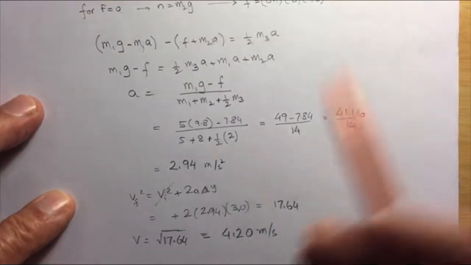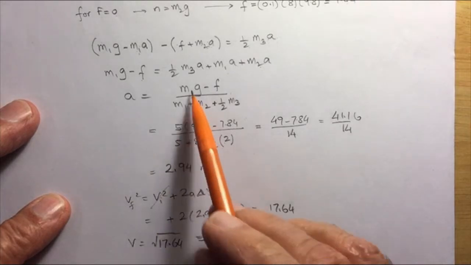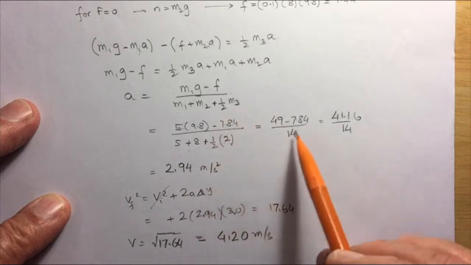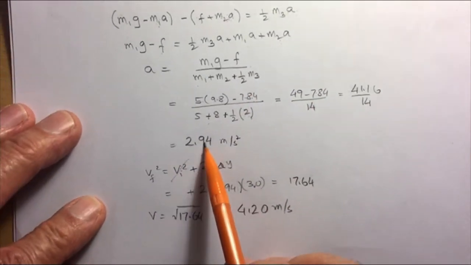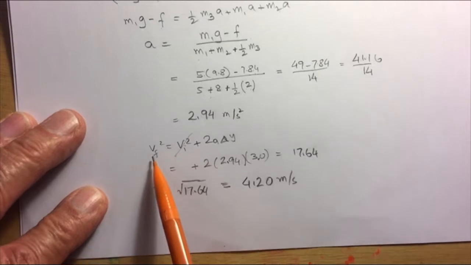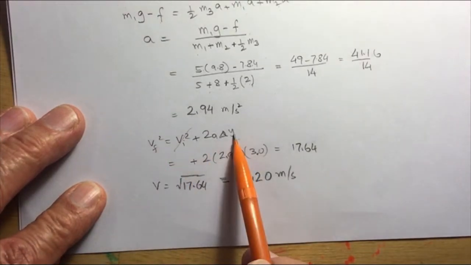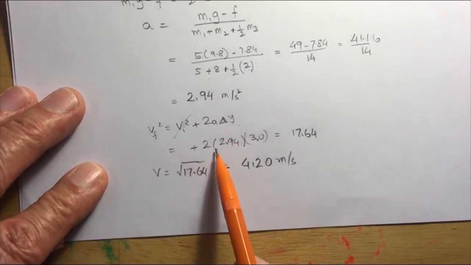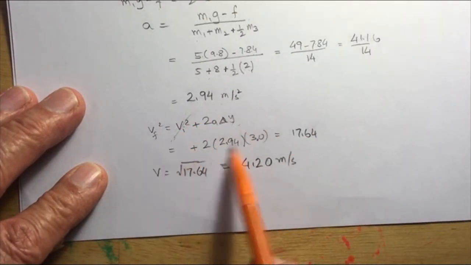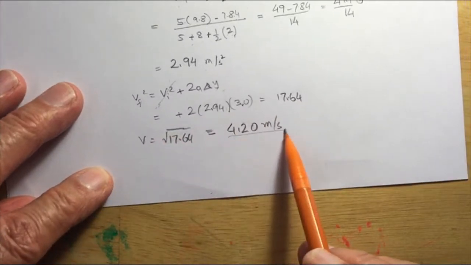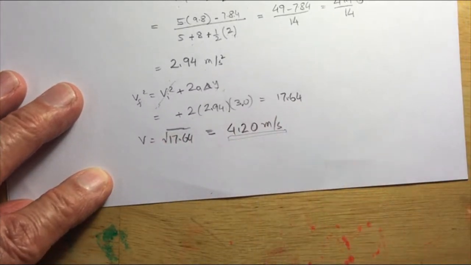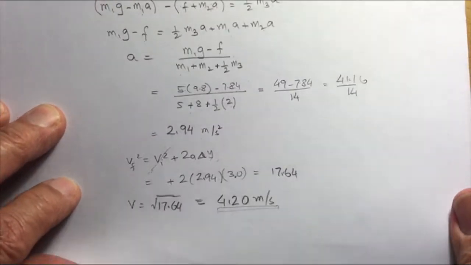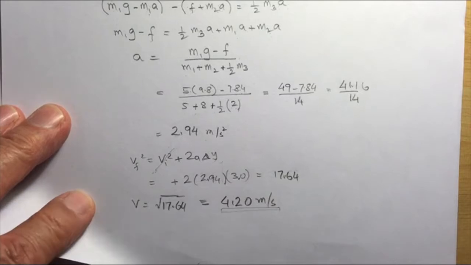And now you can plug in the numbers. The M1 is 5 and 9.8, friction was 7.84, M1, M2, and half of M3, and that comes out to an acceleration of 2.94. And then we can plug that into the equations of motion, and this will be a constant acceleration, therefore we can use these. We plug them in here, and we take V initial as 0, we get 17.64, the square root is 4.20, the same as what we had before, which is what we should have got. So this is, let's say, the last example that we want to do.